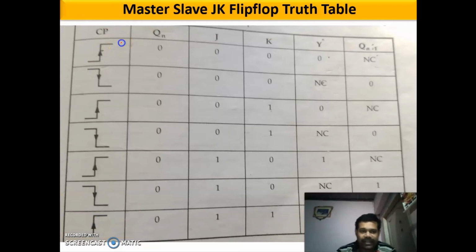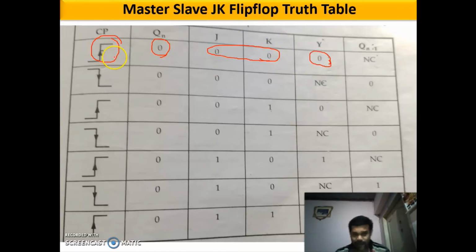Now first we are considering positive clock pulse or positive edge or leading edge, and we are considering present state as 0 and J and K as 0. So for a JK flip flop, if present state is 0 and J and K are 0, whatever present state you are having, that will be the next state. So during the positive clock edge, Q of n plus 1 is nothing but the output of slave. The slave will be disabled, so there is no change.